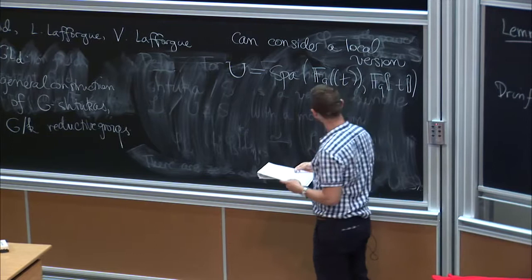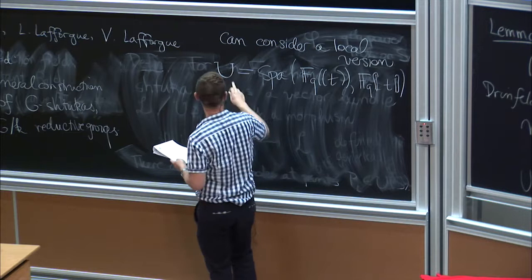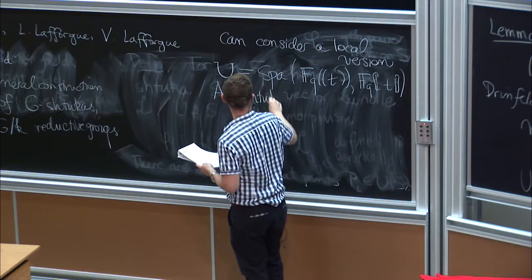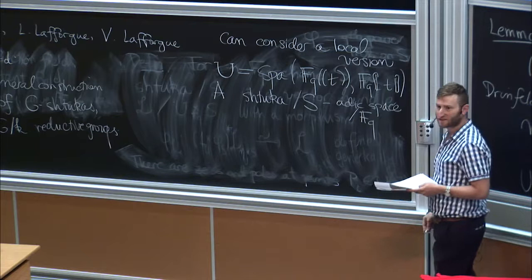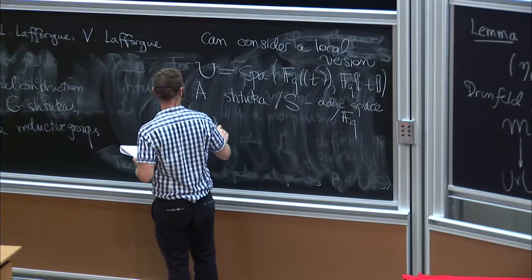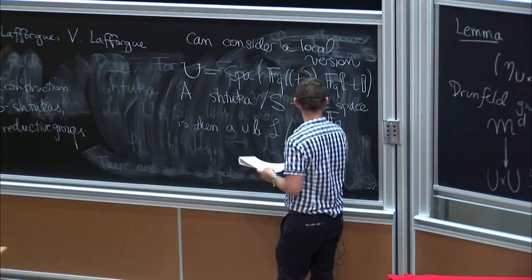Then you can give essentially the same definition of a shtuka over S, where S here would be an adic space. The adic space a priori has nothing to do with U, it just is over F_q. It's abstract. It would then be a vector bundle L on U cross S, and this U cross S is happening over F_q.